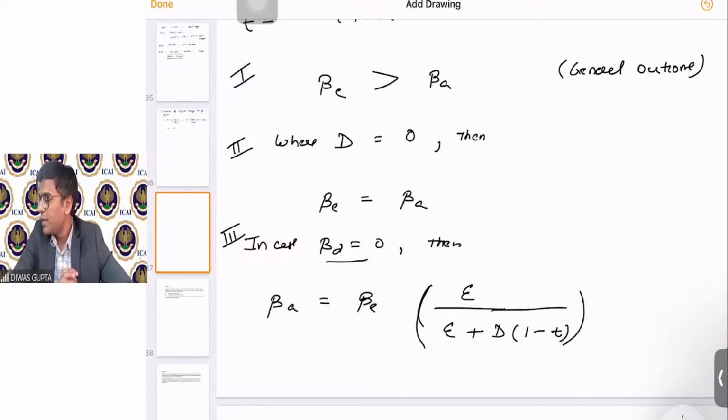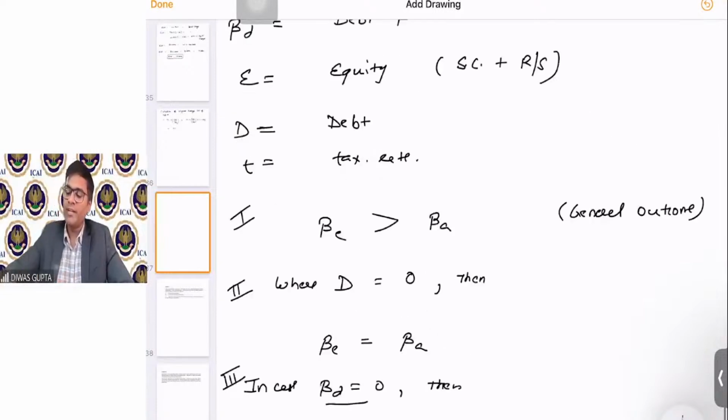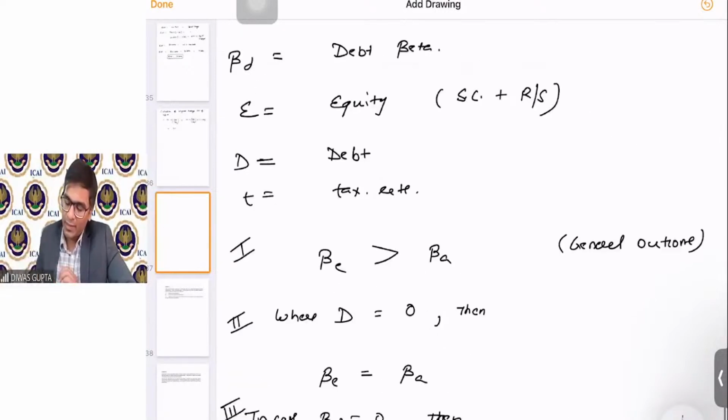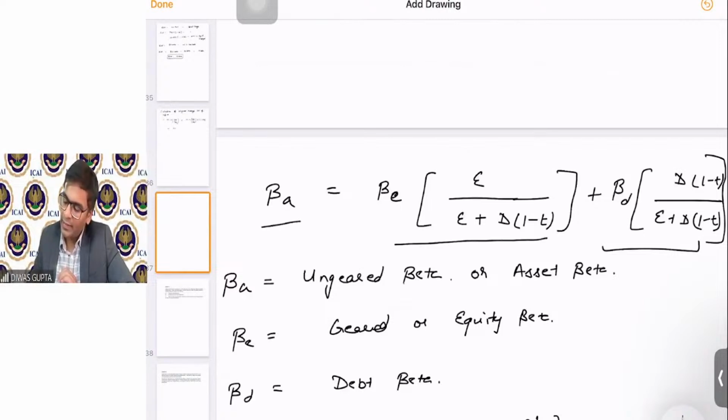Mancha, asset beta is called as ungeared beta. That is because you are again taking the impact of debt beta. So if you see the asset beta's definition, this is the geared beta, and within this geared beta, you are removing the impact of gearing that has happened. So in a way, you again come back to the ungeared beta. Okay.